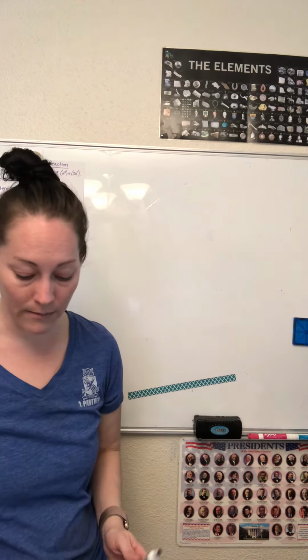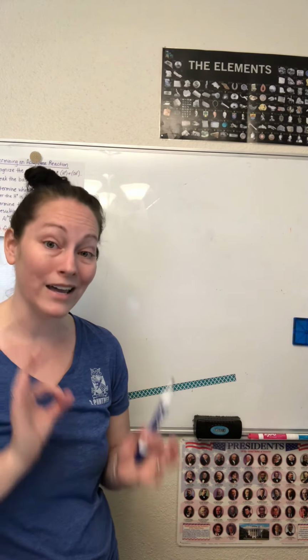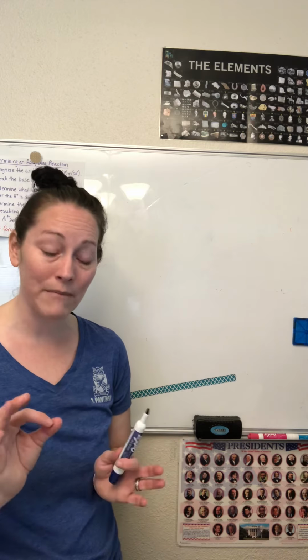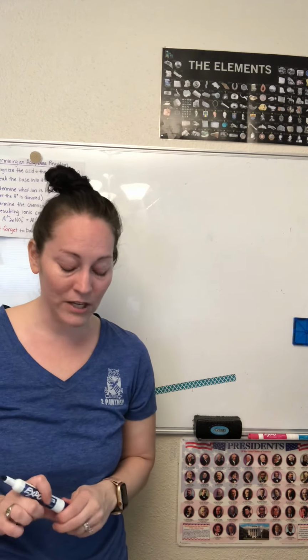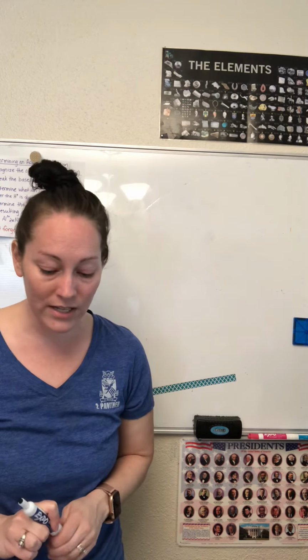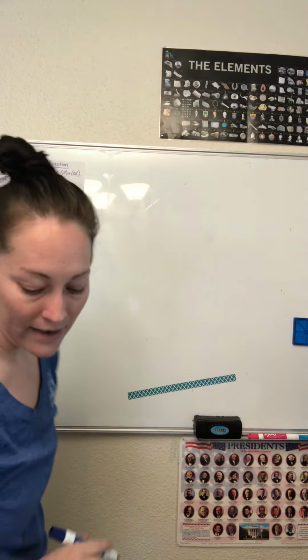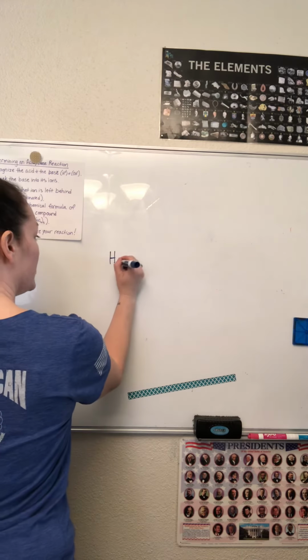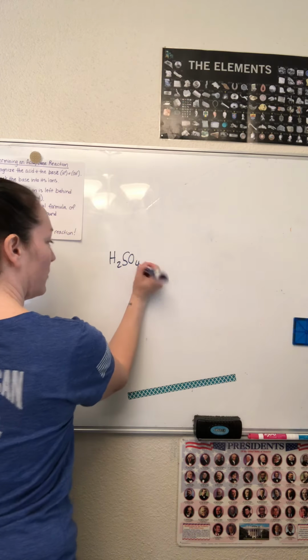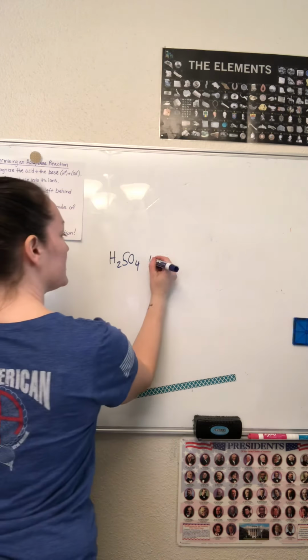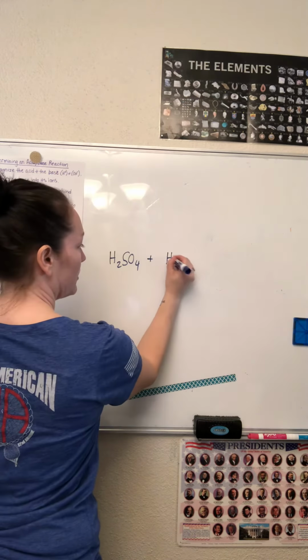Because the ones we were talking about had ionic compounds, a metal and a non-metal, and now these are going to be covalent, okay? So it's not going to be much different. Let's say I have H2SO4 plus H2O.